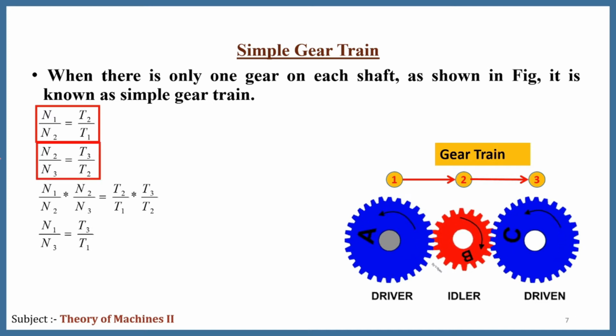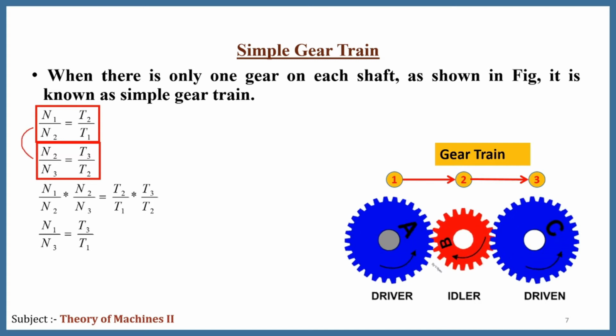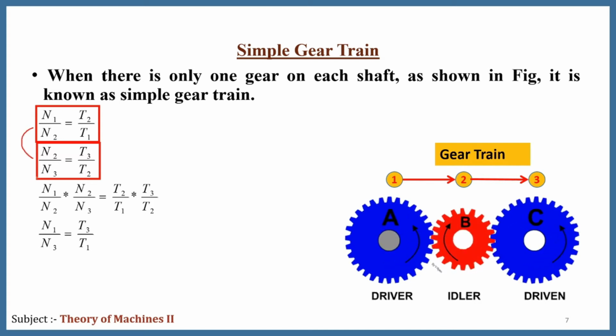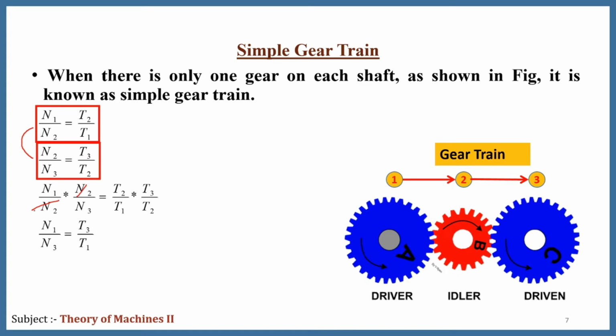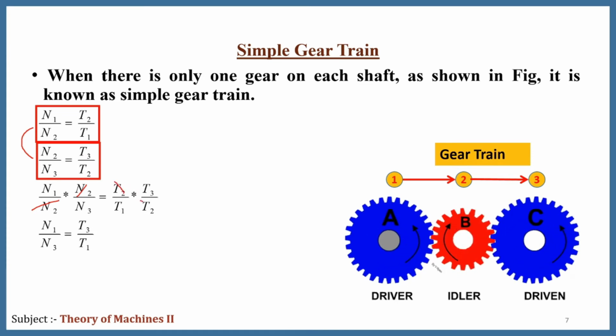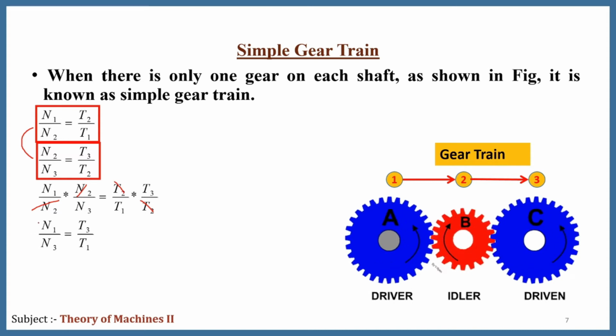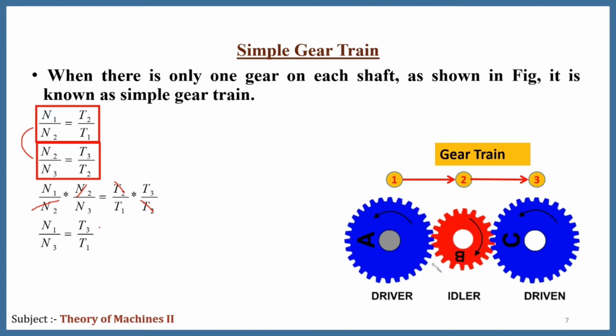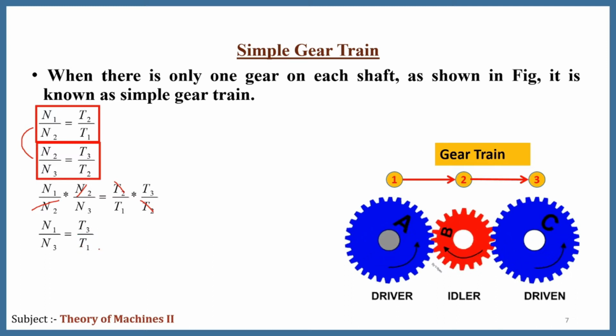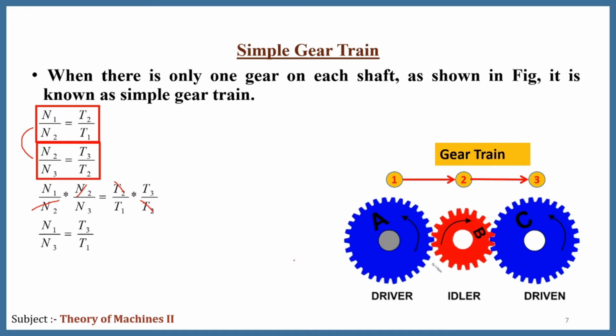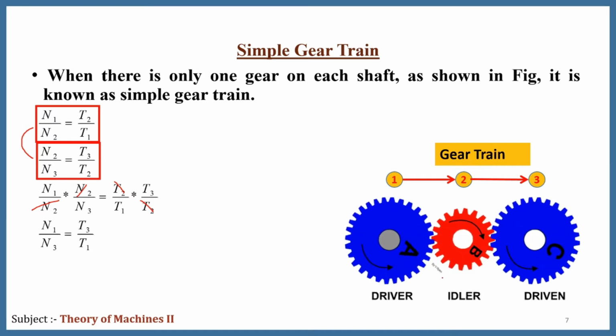Okay. Now if we take the product of these two equations, left hand side and right hand side, you'll find that N2 gets cancelled, and T2 gets cancelled from the right side. You'll find N1 upon N3 is equal to T3 upon T1. That means N1 is the driving gear, N3 is the driven gear, T3 is the number of teeth on the driven gear and T1 is the number of teeth on the driving gear. That means in this velocity ratio there is no influence of the number of teeth on the idler gears.